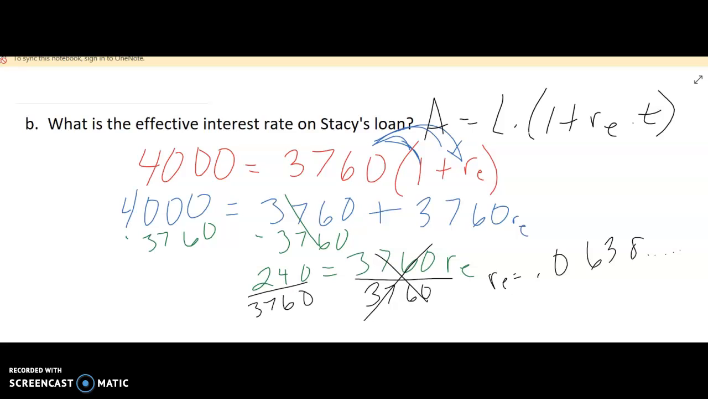If I change this to a percentage, remember to turn it to a percent, we multiply by 100%. So this is roughly a 6.38% effective interest rate. So you can see it's slightly higher than the 6%, and that's typical on discounted loans. The advertised interest rate is going to be slightly less than the effective interest rate. And all of that comes into play because you're receiving less than you borrowed. All right, so I hope that helps a little bit with the math behind discounted loans.